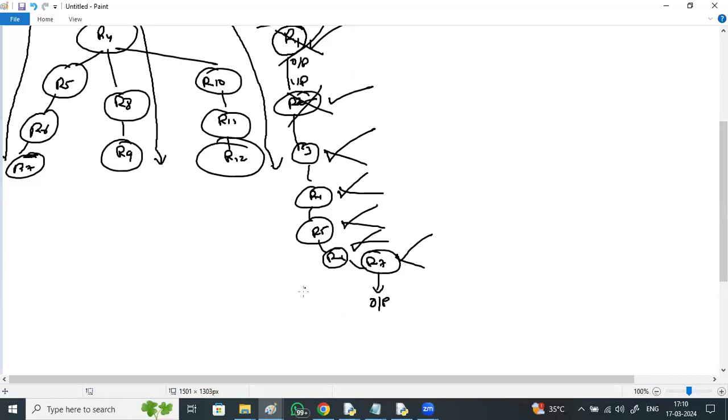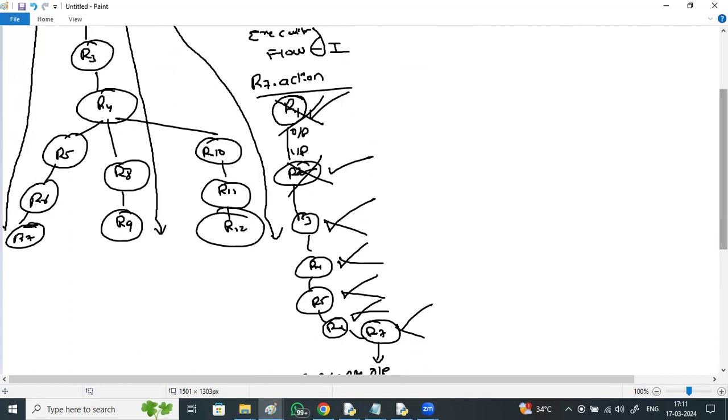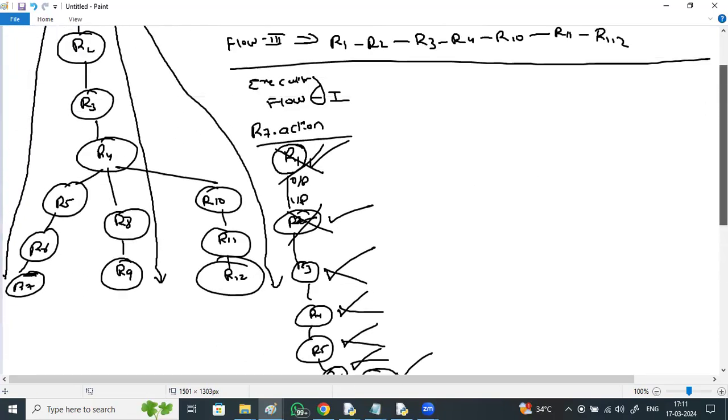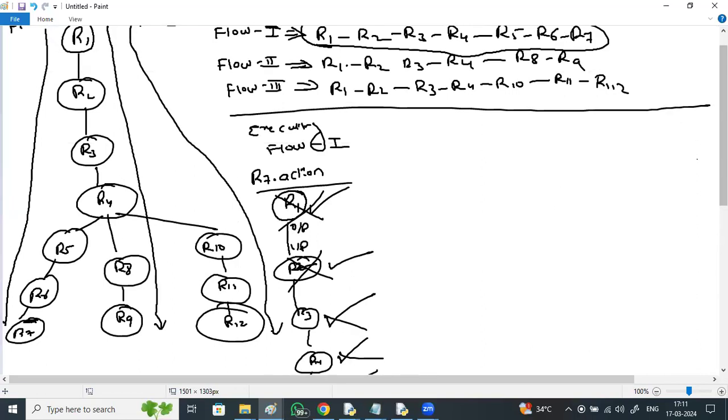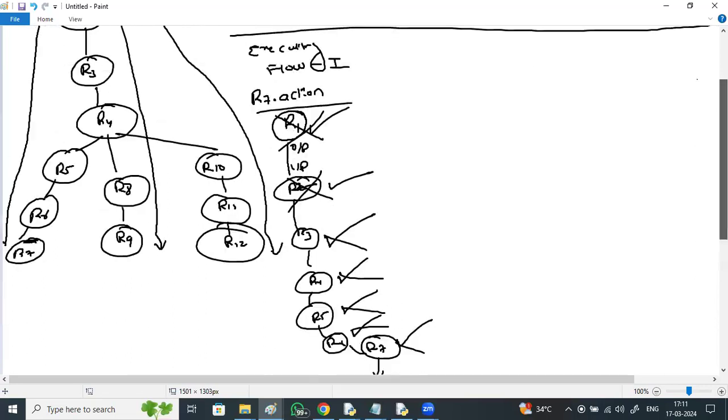Now, which RTD is in the RAM? No RTD is in the RAM. RAM is clear now. Again, you can trigger the next flow because no RTD is in the RAM. Now our RAM is empty. You got the output, the total flow got executed and the output is collected. Now all the RTDs got cleared.